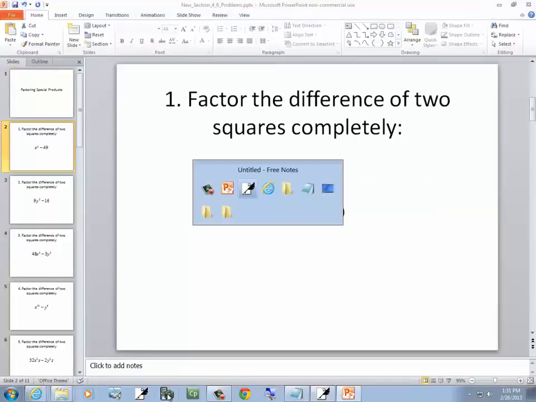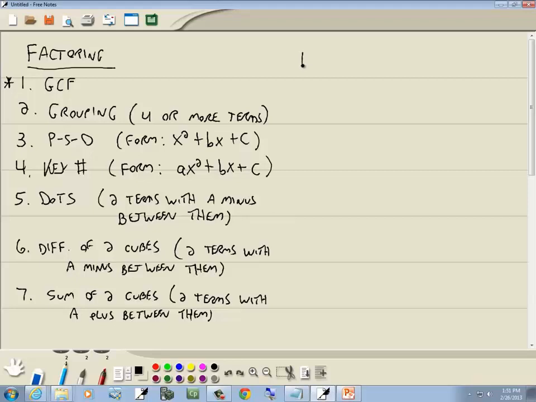Let's take a look at our first one here. We've got x squared minus 49. Well, first thing is GCF. We don't have anything in common. Grouping, 4 or more terms. Nope. PSD and key number are 3 terms, so that doesn't fit. DOTS, difference of 2 squares: 2 terms with a minus between them.